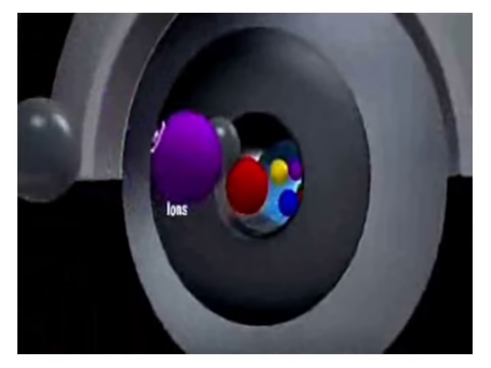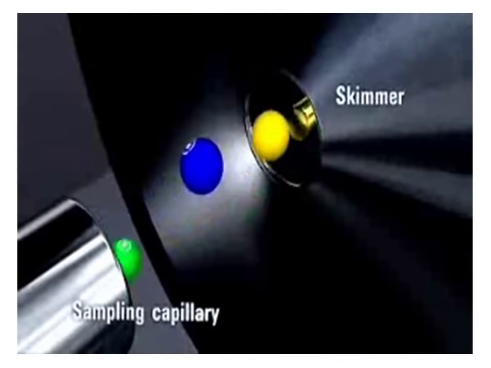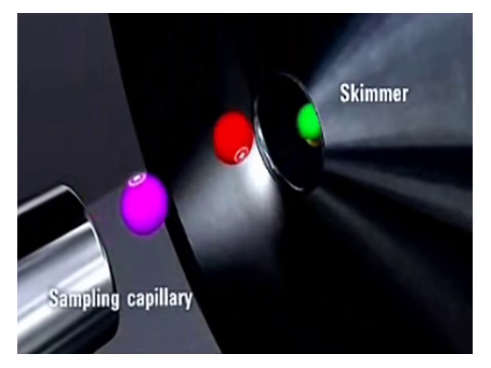This animation shows things in more detail. All of these balls represent ions. The grey ones represent uncharged ions that will get sucked out by the vacuum system. The positively charged ions will continue through from the sampling capillary through a series of electrical lenses into the quadrupoles.